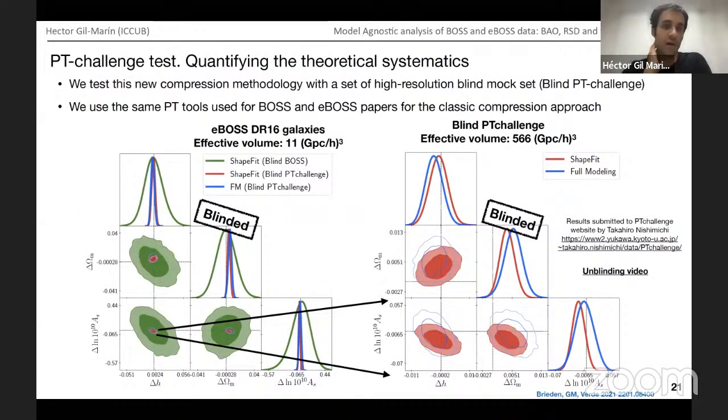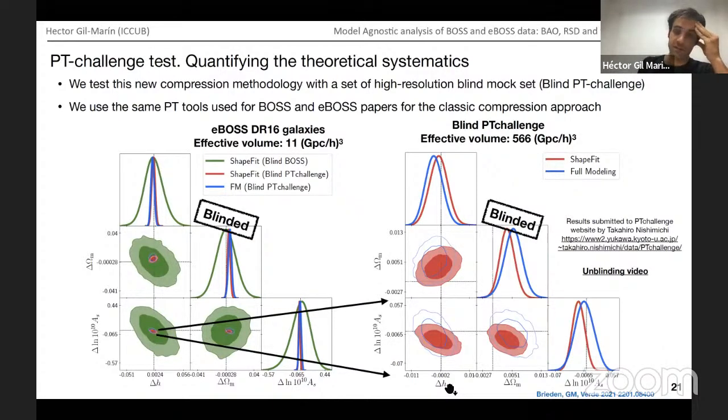So before going to how it looks in the data, we actually ran a blind challenge in order to quantify our systematic error bars. So there was this publicly available data by Takahiro Nishimichi. It's in this link. So we downloaded the measurements of the power spectrum, and then we tried to infer 3 not known parameters, assuming lambda CDM model. So these parameters were omega baryon, A_S, and H.